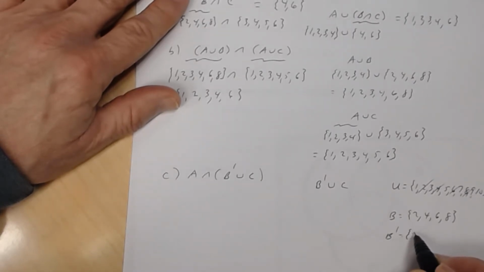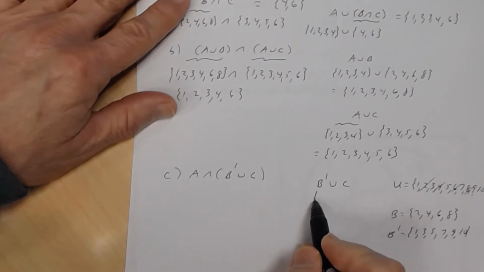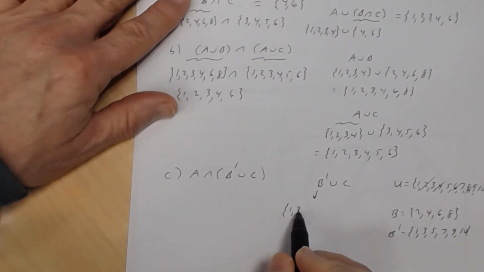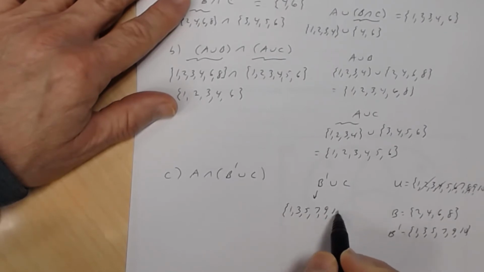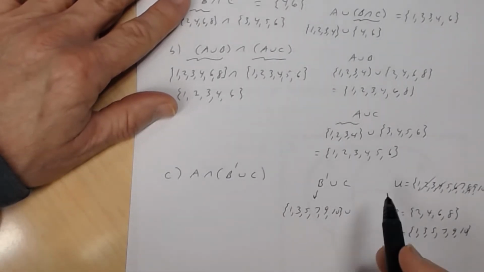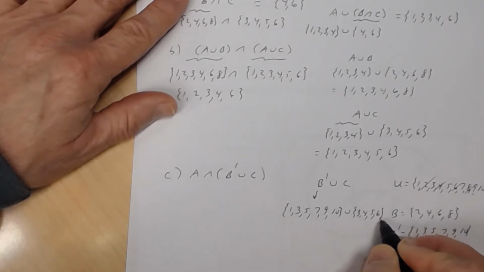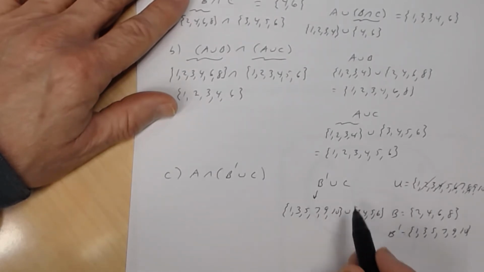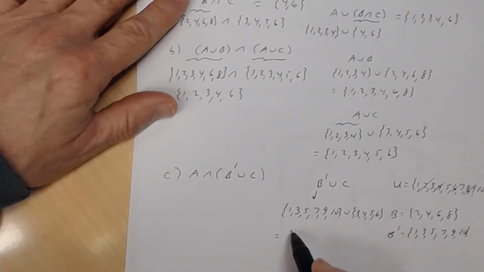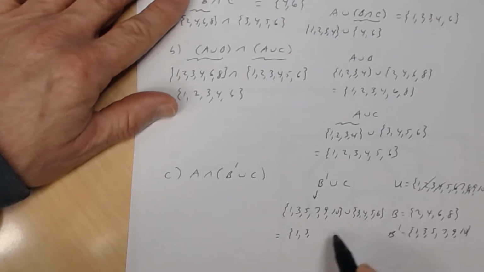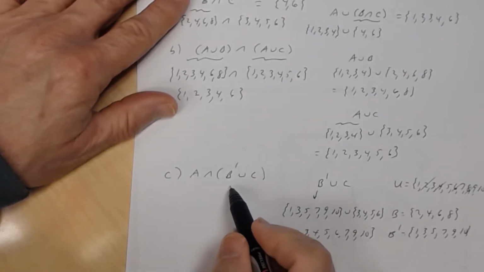So B complement then would be the set 1, 3, 5, 7, 9, and 10. Okay, so that's going to go here. So that's going to be 1, 3, 5, 7, 9, and 10. Union, I'm going to union that with set C, and set C is just 3, 4, 5, 6. And so therefore, B complement union C then would be every element you see: 1, 3, I see a 4, 5, 6, 7, 9, and 10. So that's this right here.